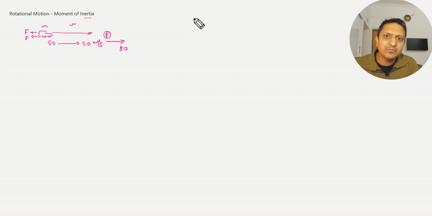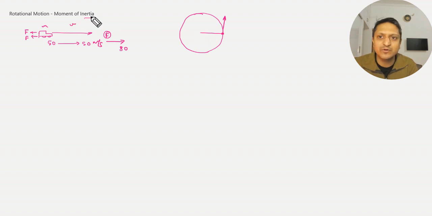Similarly, in circular motion, when there is some body moving in a circular pattern, it has some inertia, and that inertia is known as moment of inertia. This moment of inertia is similar to the inertia we have already discussed: it will resist changes in the motion, and the formula for that is mr square, where r is the radius and m is the mass of the body.